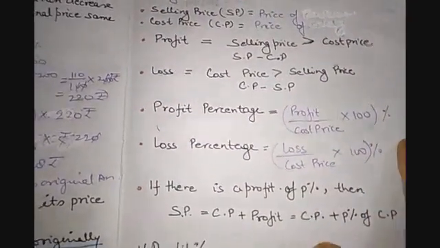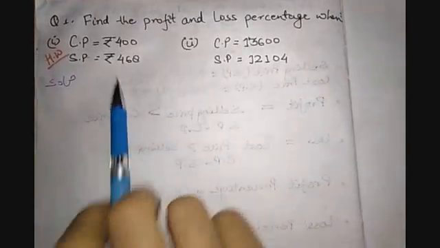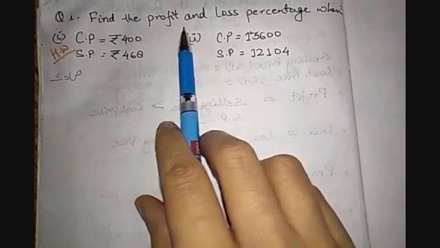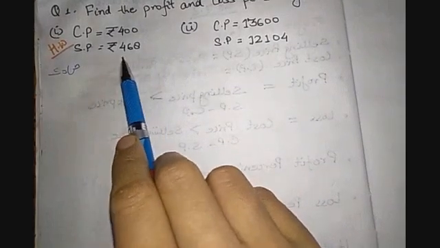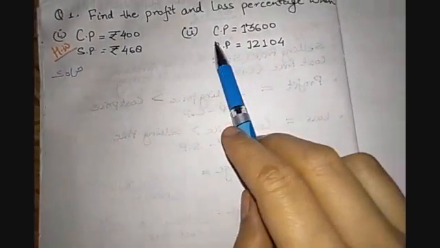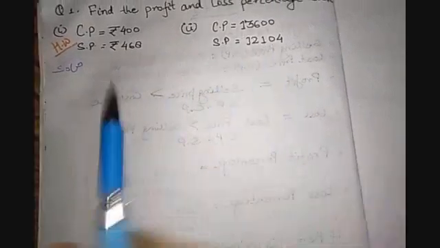Okay, so let's start. Here in question number 1 it is given, find the profit or loss percentage when cost price is 400 and selling price is 468. In the second one, cost price is 13600 whereas selling price is 12104.